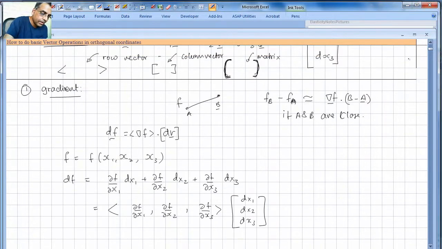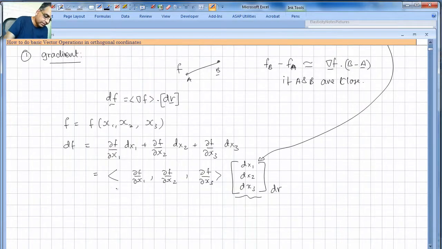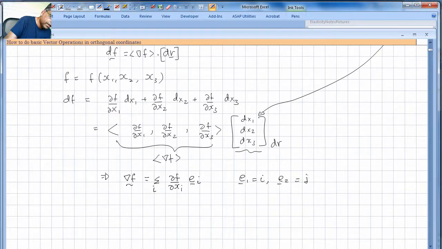Notice that was this. So this is dr and this is gradient of f written as a row vector, and we will write it as gradient of f equals df dxi ei, summation over i, where e1 is i, e2 is j, e3 is k. That was easy, right? This is a very important one. We will have later occasion to use it.